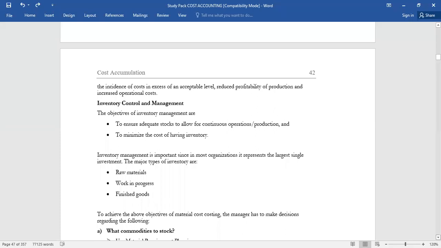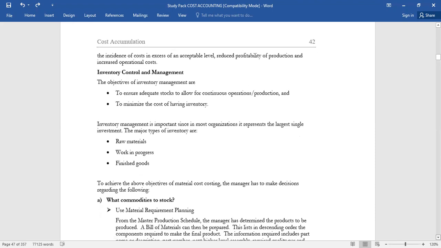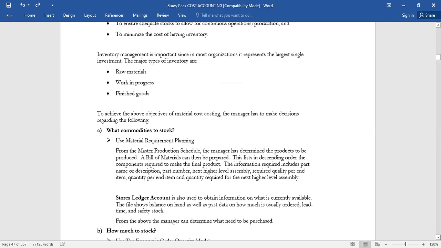Whether it is on the raw materials, work in progress is the materials that are not ready and they are not raw materials. So we've already started the process. So at any point in time, the organization should be able to account for the raw materials, what is work in progress, and what has been now converted into products or the finished goods. So to achieve the objectives of this, the manager has to make decisions regarding the commodities and when they are ordered or reordered. So use of material requirement planning.